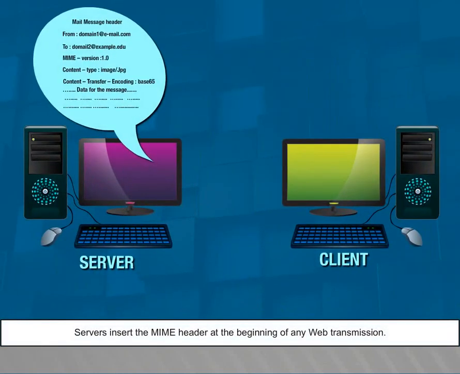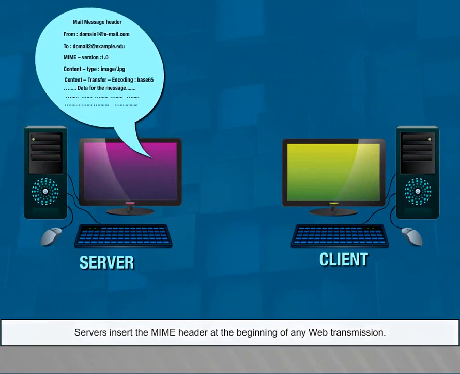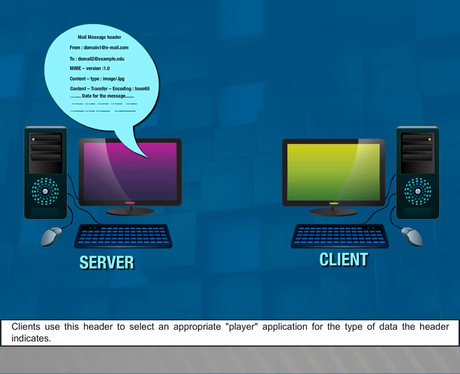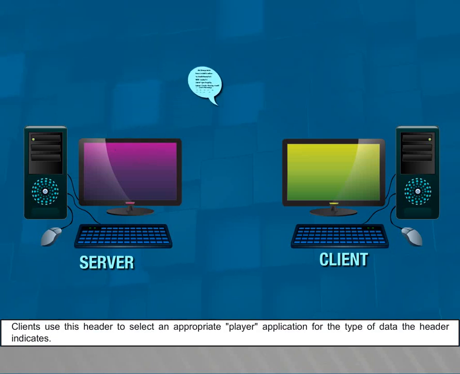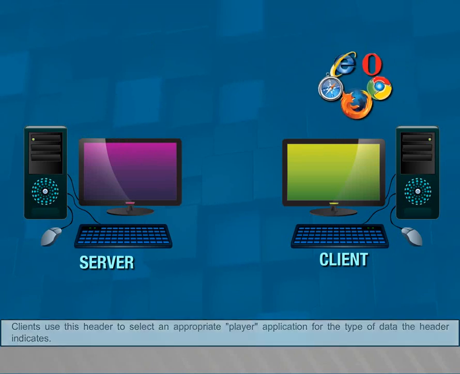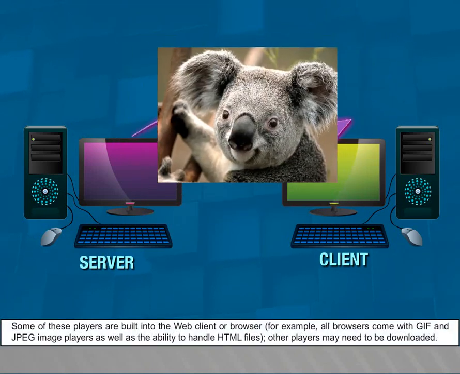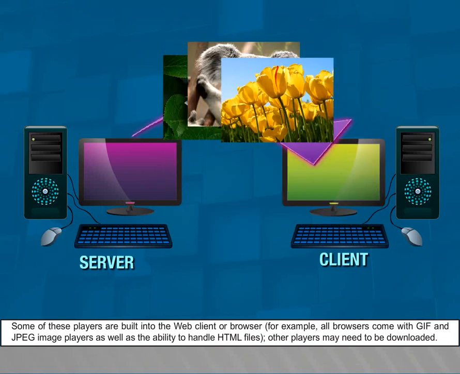Servers insert the MIME header at the beginning of any web transmission. Clients use their header to select an appropriate player application for the type of data the header indicates. Some of these players are built into the web client or browser. For example, all browsers come with GIF and JPEG image players, as well as the ability to handle HTML files. Other players may need to be downloaded.